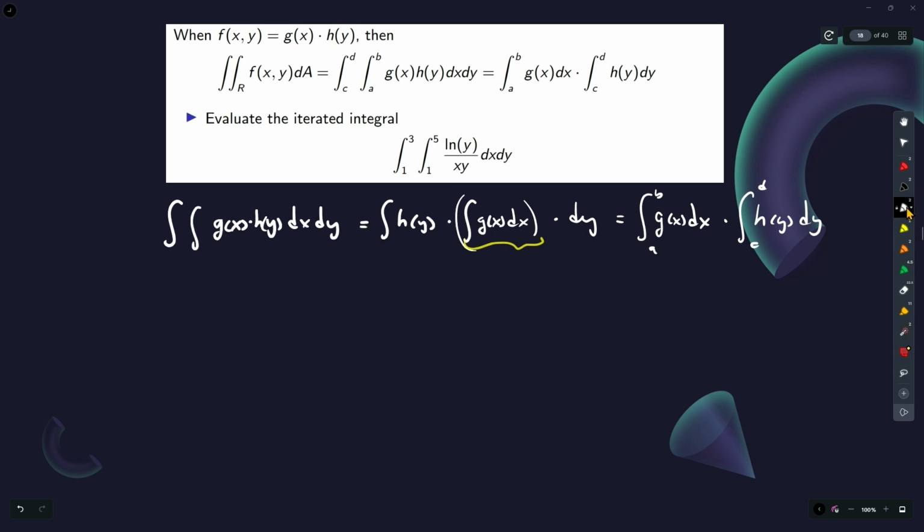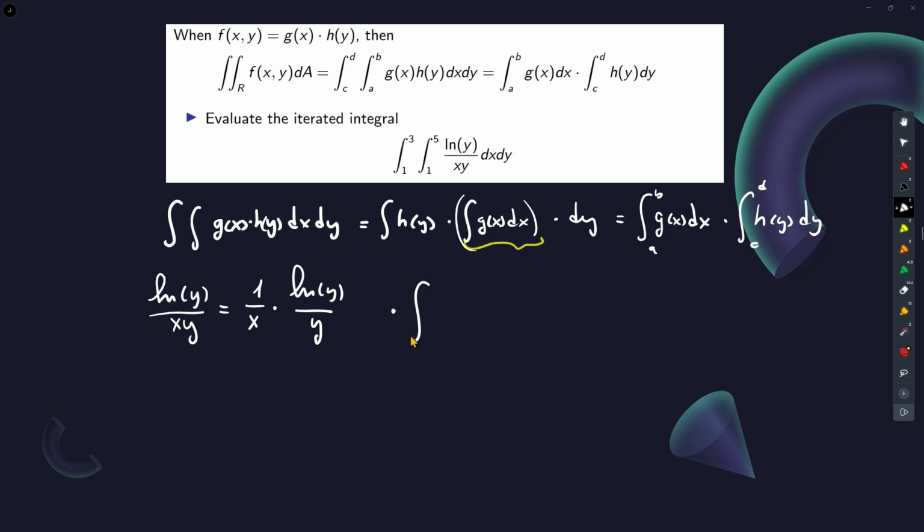So let's see this in a particular example. In here, the function is ln y over xy, and I can break this apart into 1 over x times ln y divided by y. So this is a function that only depends on x times a function that only depends on y. So the double integral will be the product of the integrals. So I compute them separately. I can compute with respect to x.